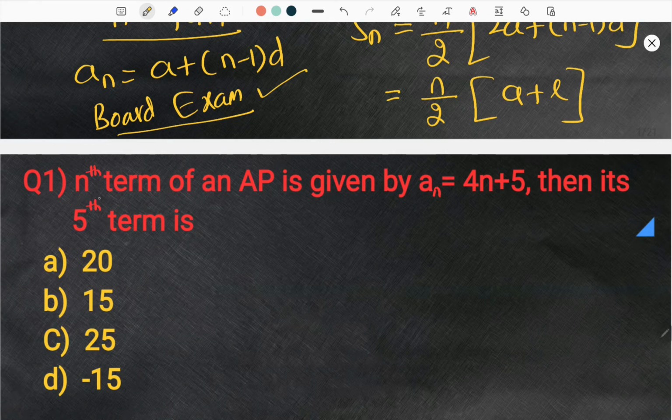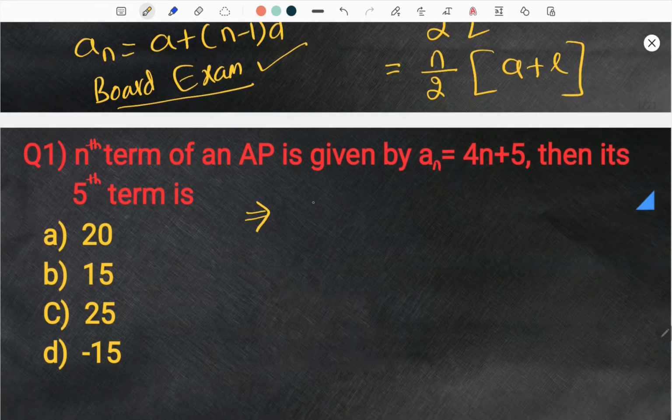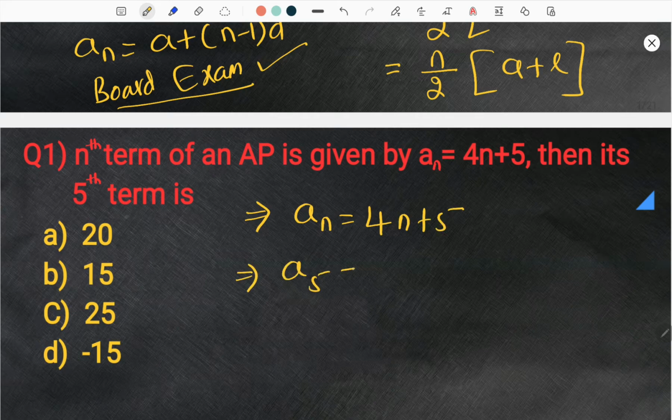What is this first question? The nth term of an AP is given by an is equal to 4n plus 5. Then its fifth term is, it's quite a simple question, very famous question. Every year they ask this. an is equal to 4n plus 5, and they are asking about the fifth term, that is a5 is equal to 4 into 5 plus 5. That's it.